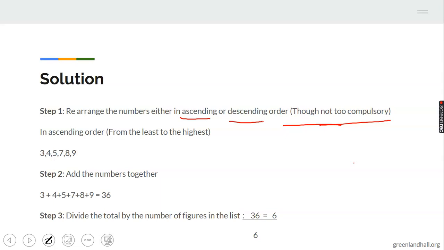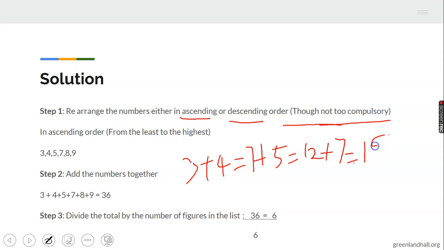Now let's see. 3 plus 4 give us what? Okay, I want you to do the same thing I'm doing so that we can get the answers together. 7. Okay. Then add 5 to 7. You get what? 12. Okay. Then you add 7 to 12. What do you get? 7 plus 12. You have what? 19. Good.